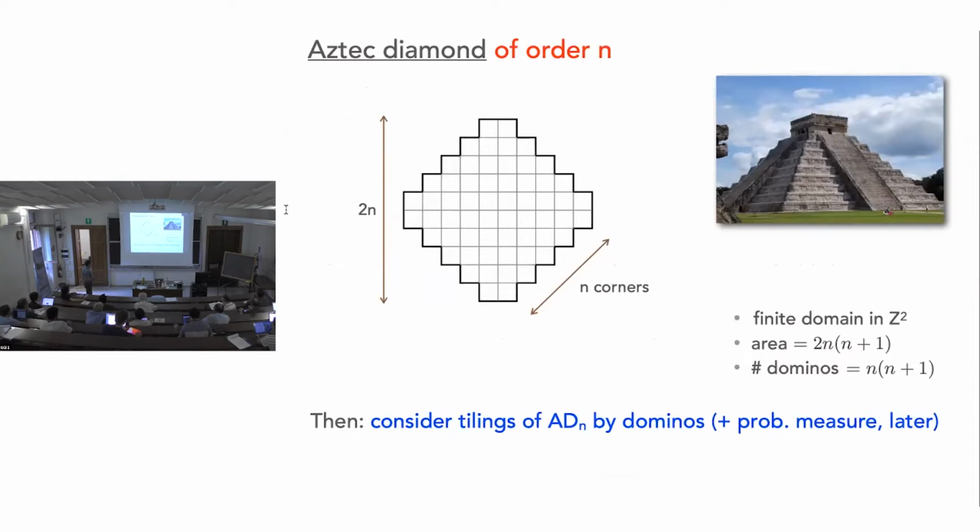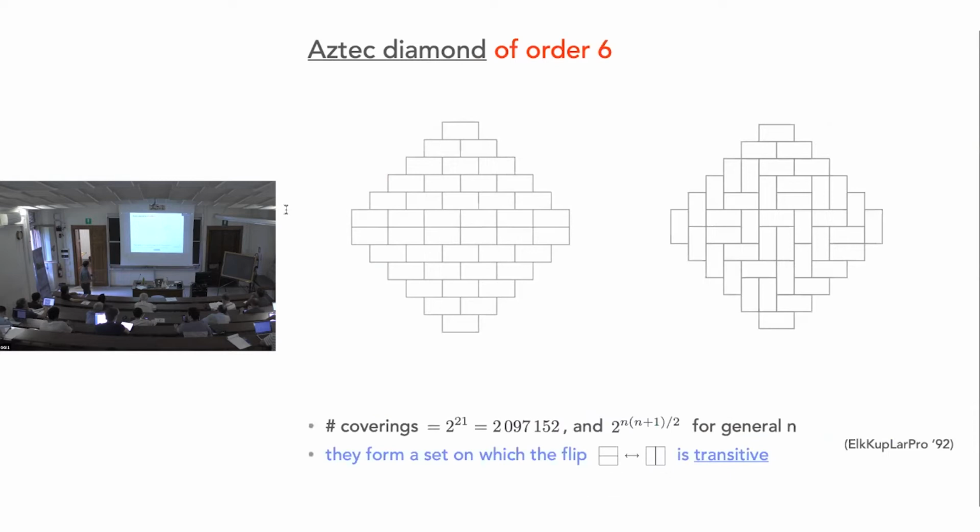So the basic question is to ask ourselves, what are the possible tilings of this domain by dominoes? So that's the first question, and we will equip the set of domino tilings later on with a probability measure. But for the moment, we just look at the problem of tiling this domain by dominoes. And here are 2 examples, possible tilings for an Aztec diamond of order 6. So the left one is the wholly horizontal one. It's one of the simplest, and the right one is a more involved tiling.